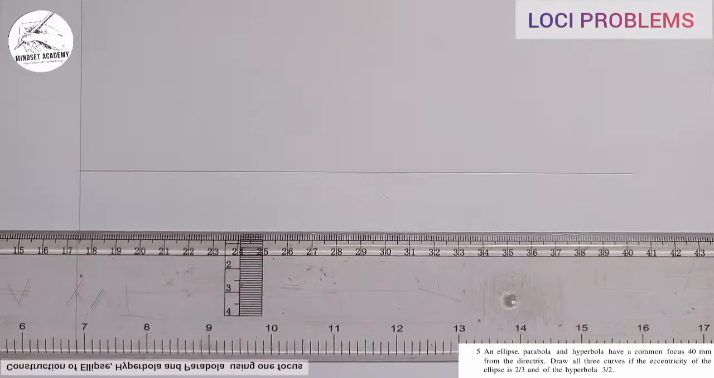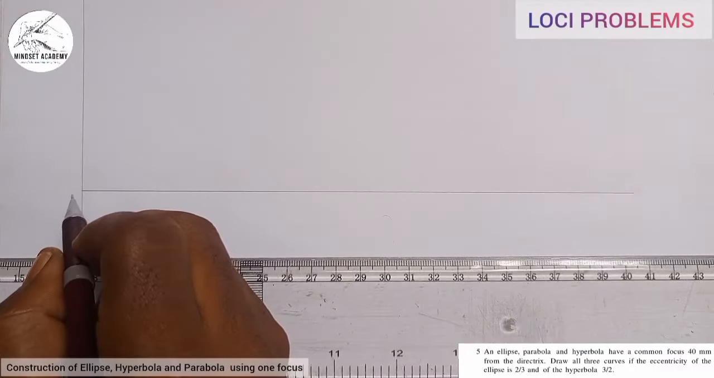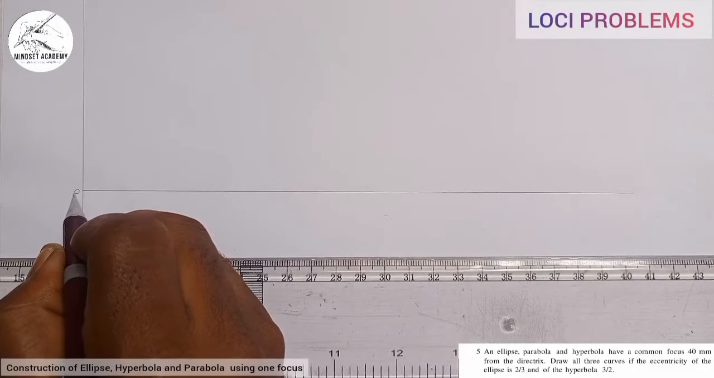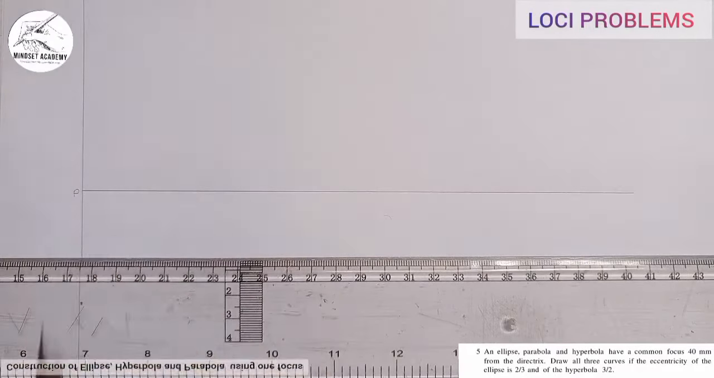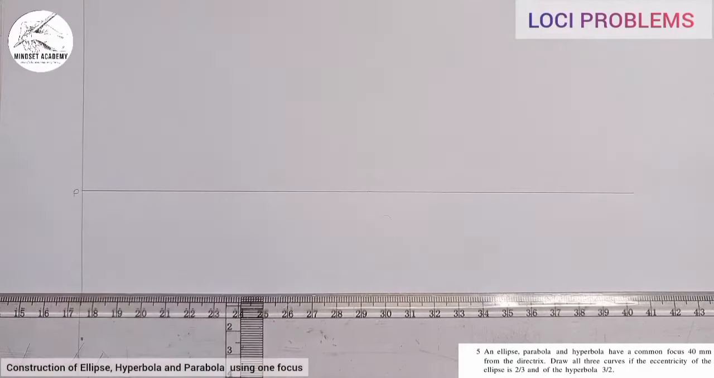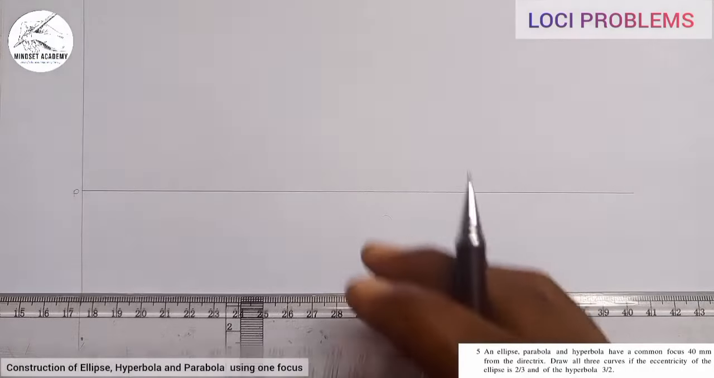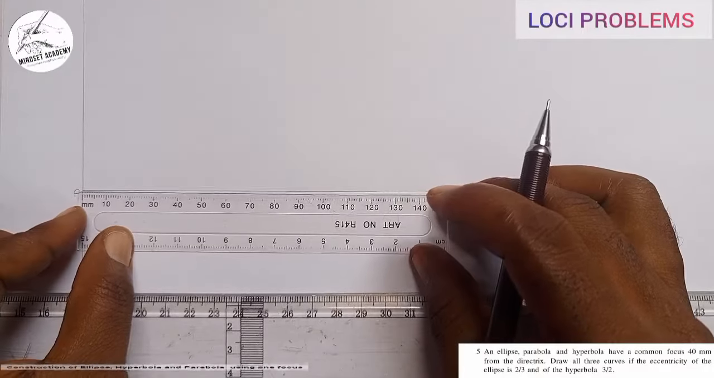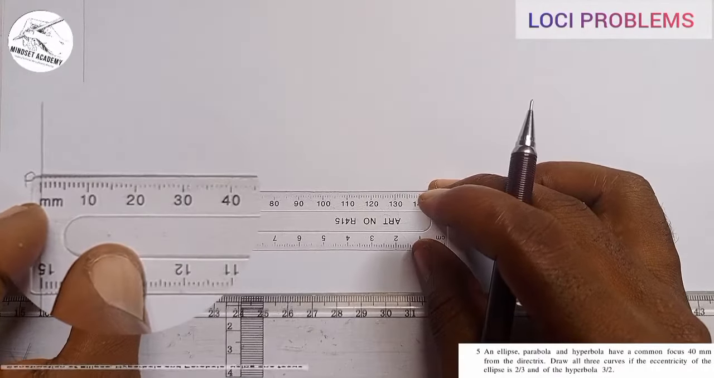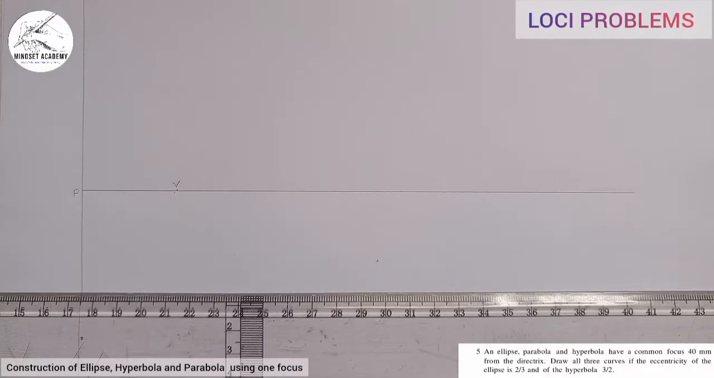You can see that. So we have that. Now this point, let's call it point P, is where the vertical line, that is the directrix, and the horizontal line meet, and they're always perpendicular to each other. Now you are told that the distance of the focus from the directrix is 40 millimeters. So I'm going to measure 40 millimeters from 0 to 4. That will be my focus.